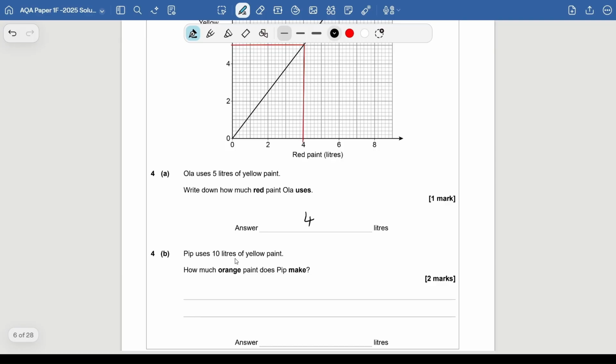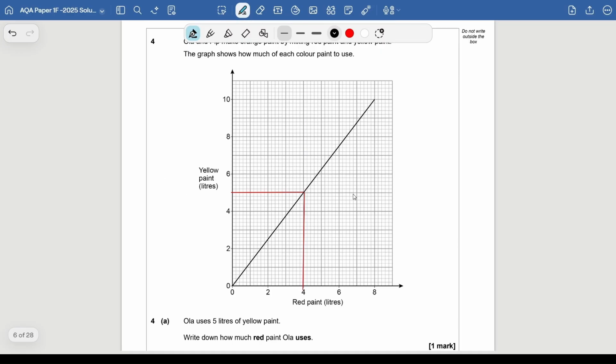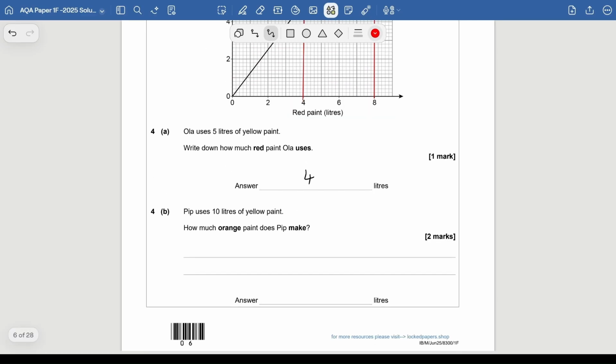Pip uses 10 liters of yellow paint. How much red paint does Pip use? So 10 of yellow, I will find its corresponding value. It has to be 8 from the graph. So for 10 liters of yellow, he needs 8 liters of red.